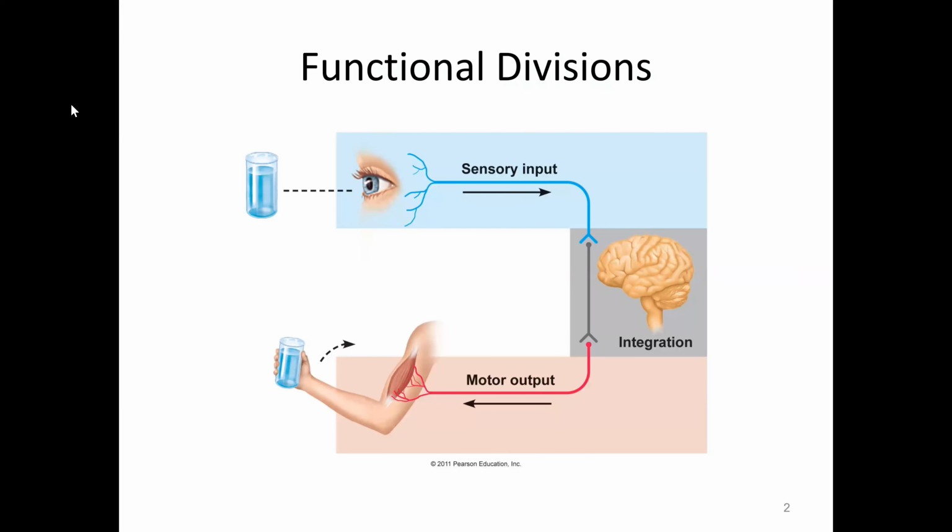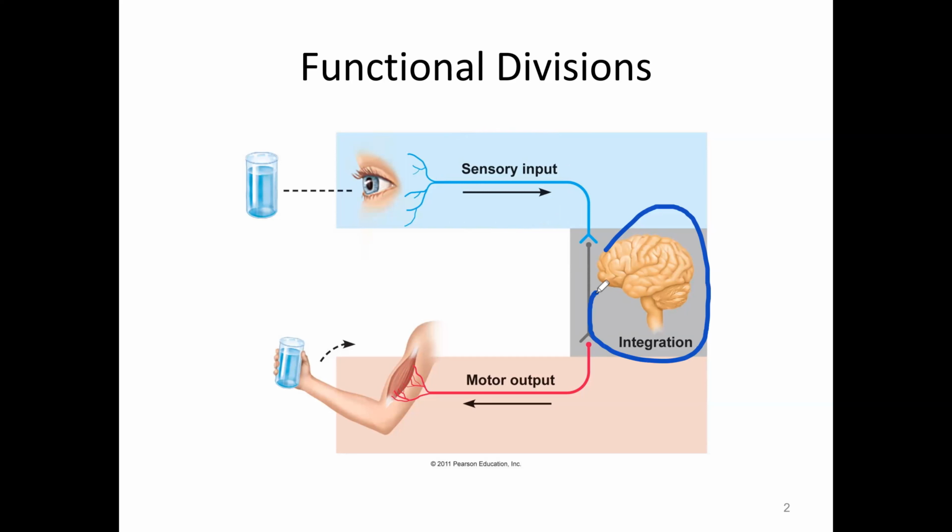So I'm going to start with the functional division of the nervous system that will include sensory input. In this example, your sensory input will be visual information. So you see this glass of water, right? Your eyes, so the retina of the eyes, and then neurons that make optic nerve, they send this sensory information to your brain. So that's the first function, sensory input.